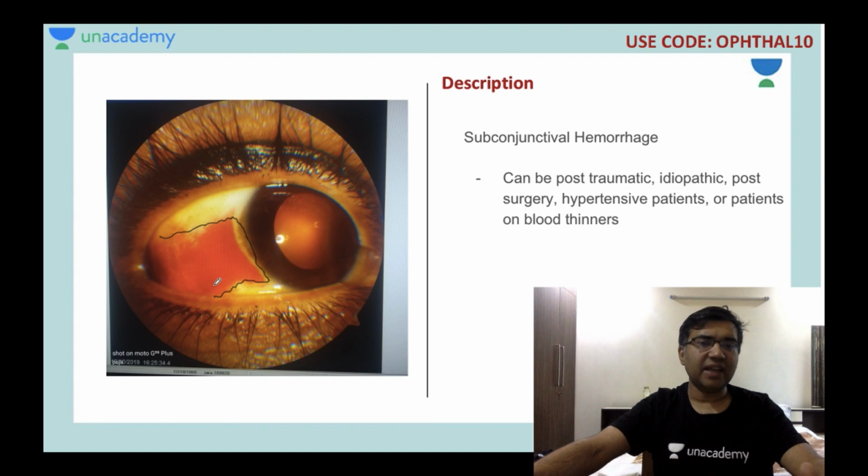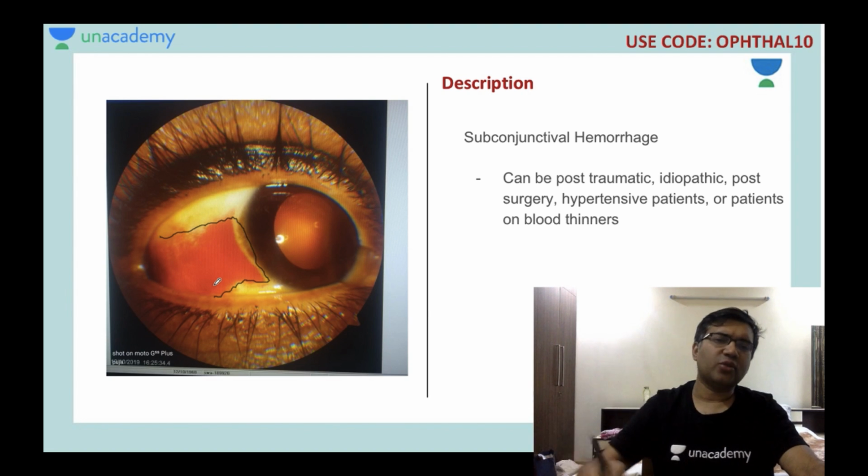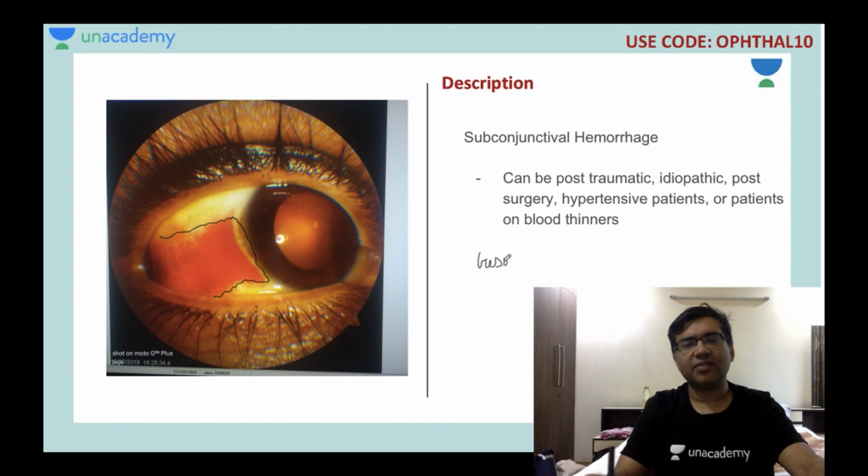So subconjunctival hemorrhage can be post-traumatic, it can be idiopathic, it can be after any intraocular surgery, or in patients who are on, let's say, aspirin or warfarin, or hypertensive patients. The only thing you have to remember is you do not need to treat these patients, it resolves on itself. Okay, it resolves on itself, and there is no pain or diminution of vision in these patients.